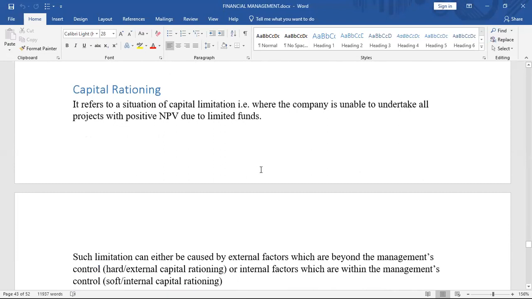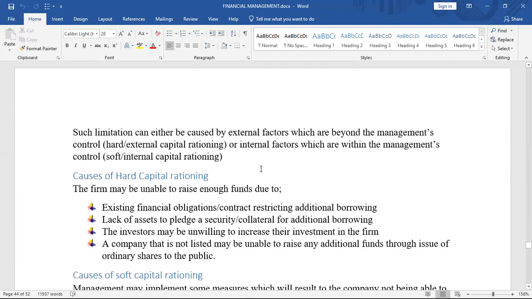So we are saying capital rationing refers to a situation of capital limitation, where the company is unable to undertake all the projects with positive NPV due to limited funds. Such limitation can be caused by external factors, which are beyond the management's control. Those are the external, or hard, capital rationing, or internal factors, which are within the management's control. They are normally called soft capital rationing.